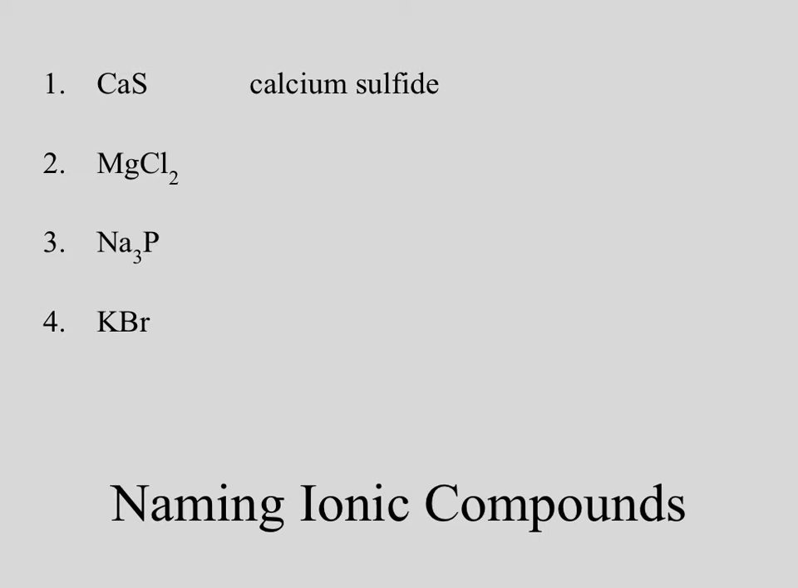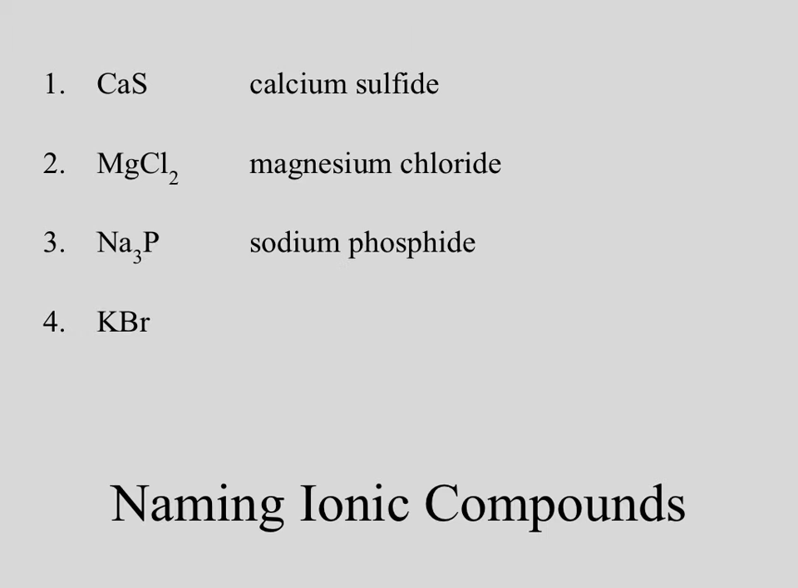So this first one would be calcium sulfide. Then we would have magnesium chloride, followed by sodium phosphide, and then potassium bromide. And these are all simple binary compounds.